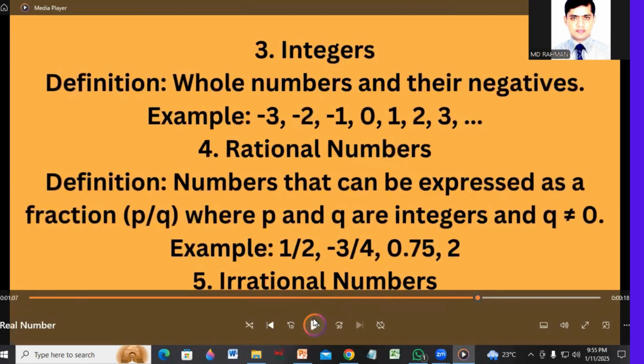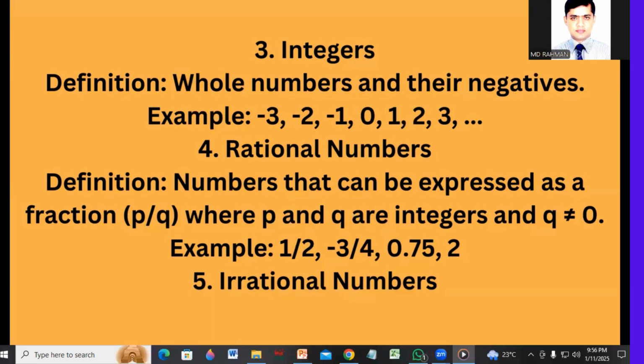And then three, integer numbers. You can see the definition: whole numbers and then negative examples. Whole numbers are 1, 2, 3, 4, 5, and the negative numbers are also integers. You can see here 0, 1, 2, 3, 4, and then on the left-hand side -1, -2, -3. This is integer numbers. And then rational numbers: numbers that can be expressed as a fraction p by q, where p and q have specific values, but q is not equal to 0. You can write, for example, 1 by 2, 3 by 4, 0.75 and 2. So these are rational numbers. We have learned integers, rational numbers, whole numbers, natural numbers, right? Now we learn irrational numbers.